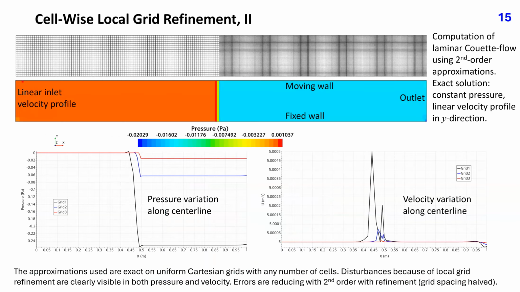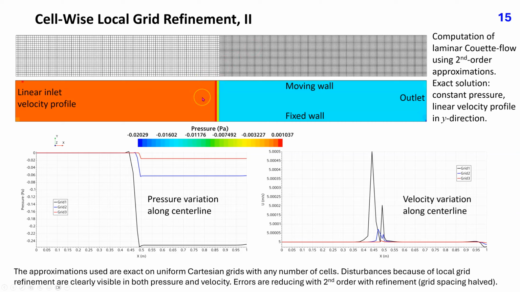Here are the results of computation of laminar quiet flow using second-order approximations and the grid shown in this plot. The exact solution has constant pressure and a linear velocity profile in the y direction. Computation on a uniform Cartesian grid with any cell size produces the exact solution. However, when half of the grid is refined, the situation described in the previous slide arises, which leads to disturbances in both pressure and velocity fields.